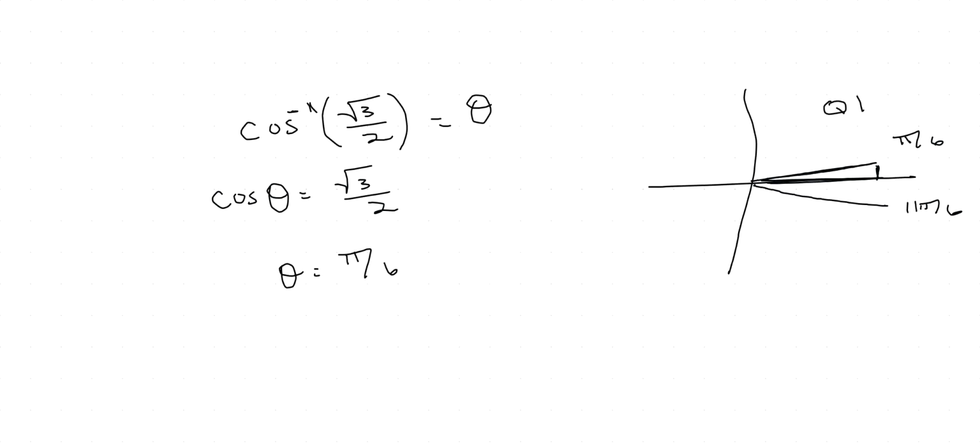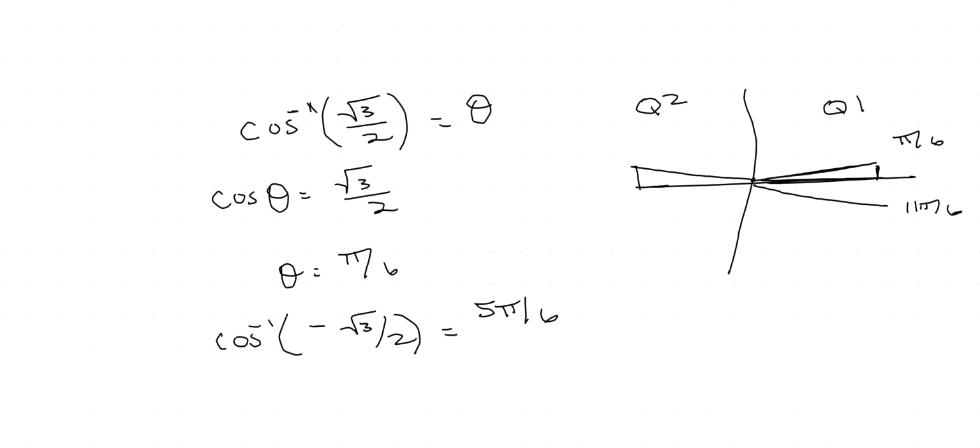And likewise, if I'm asking about negative root 3 over 2, I'm going to go where cosine is negative. So it's not negative in quad 1, but it is negative in quad 2. So I'm going to be looking for this angle right here where cosine is negative, which would give me 5 pi over 6. Cosine is also negative root 3 over 2 down here at 7 pi over 6. But because I have this inverse, I'm not going to take any answers that are in quad 3 or quad 4.